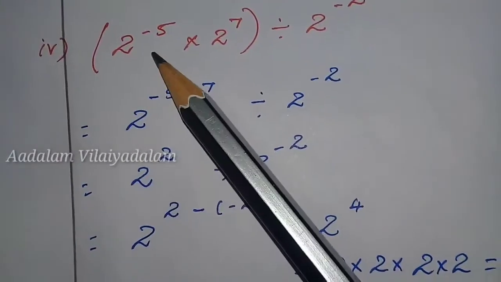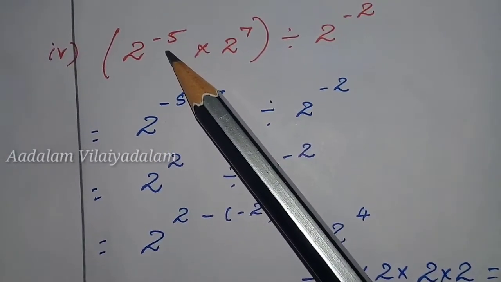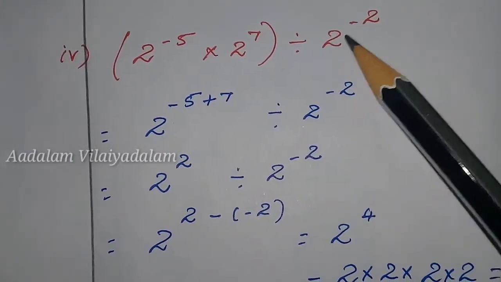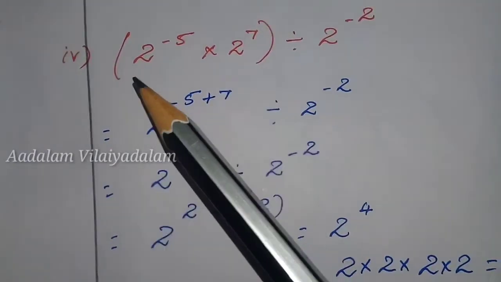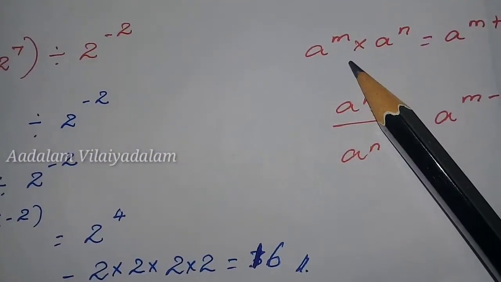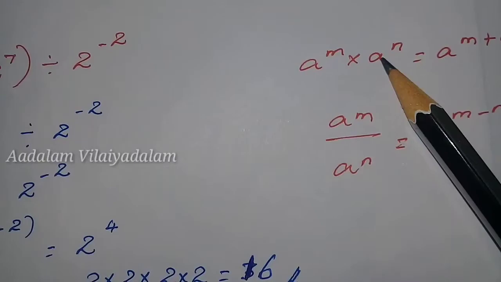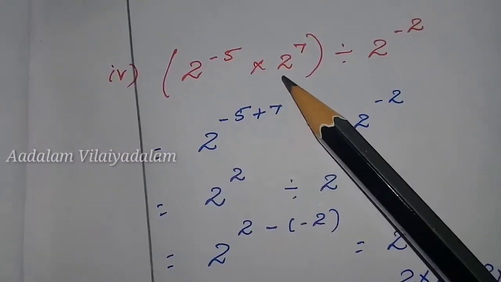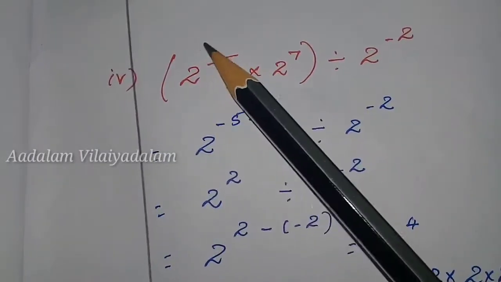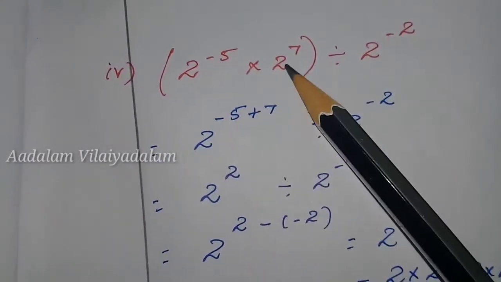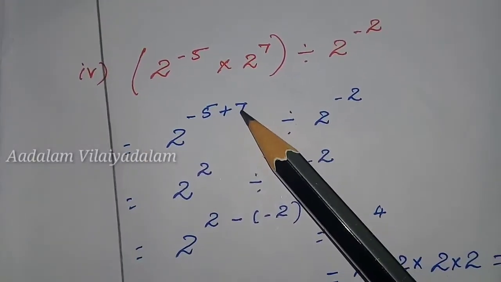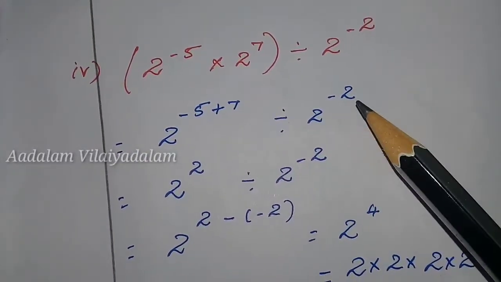The fourth question: 2 power minus 5 into 2 power 7 divided by 2 power minus 2. We know the formula a power m into a power n equals a power m plus n. Here the base value is the same, so we have to add the powers. So 2 is the common base here: 2 power minus 5 plus 7 divided by 2 power minus 2.